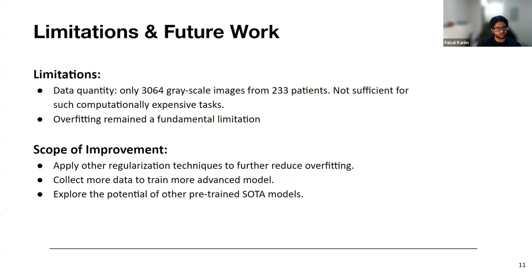So a couple of areas of improvement we can look into are we can use multiple regularization techniques, like different techniques that we can do to further reduce the overfitting. We can collect more data and train the models on that data. And we can also look at other state-of-the-art models.